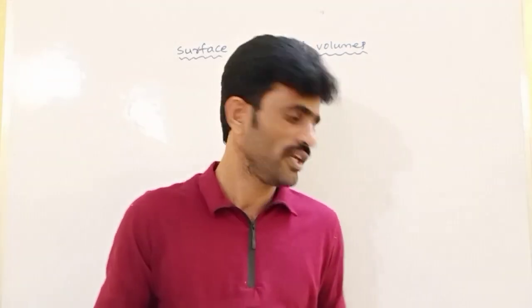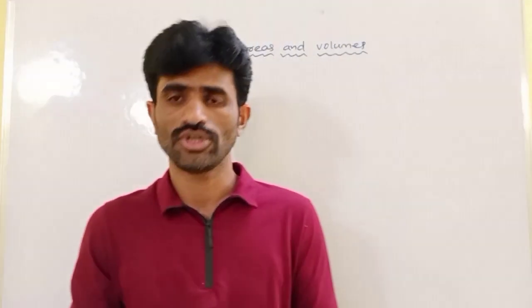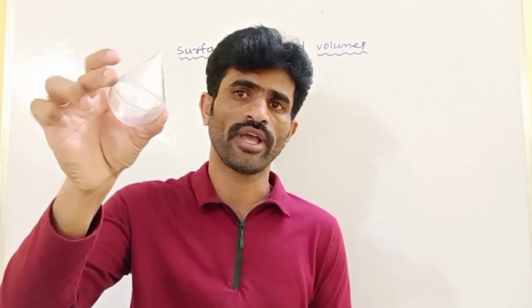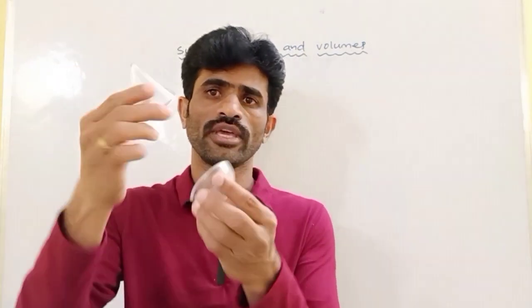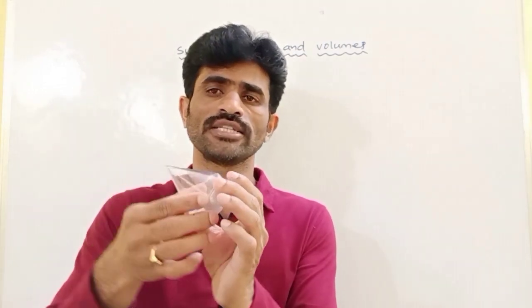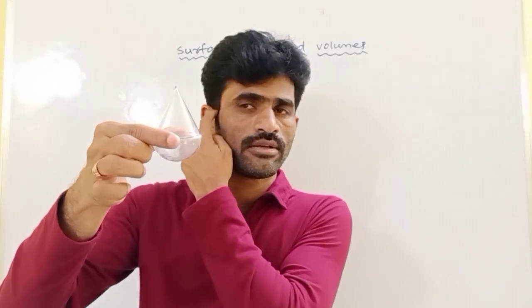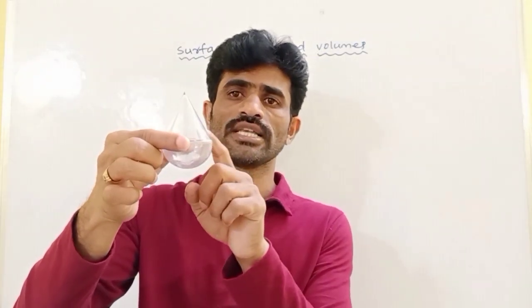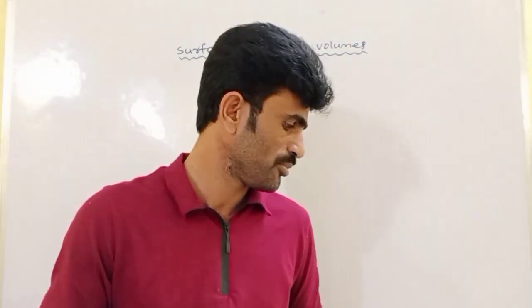One more solid, if you take, we can observe one toy in this shape. Here you have two solids: one is a hemisphere, another is a cone. When you attach these two, for the total surface area, the CSA of hemisphere and CSA of cone should be added.